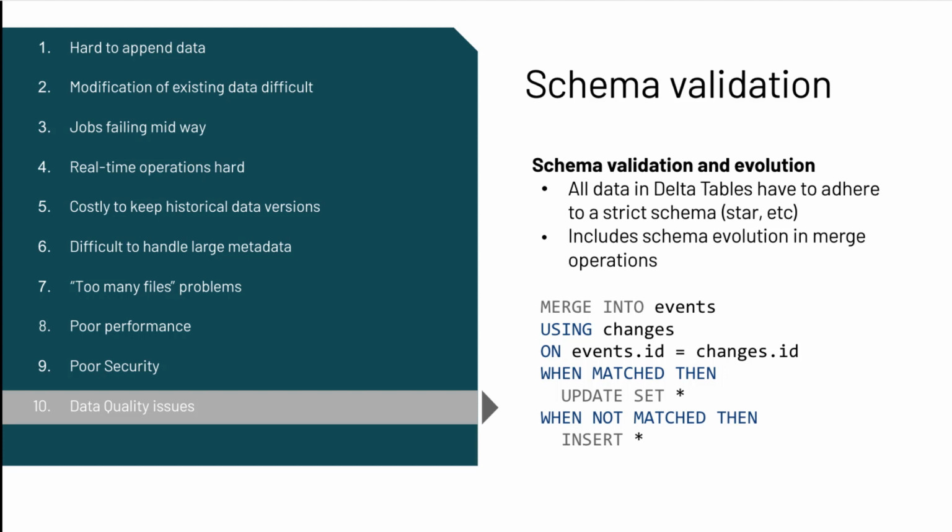And finally, how do we make sure that we can deal with data quality issues? Well, here, Delta comes with schema validation. And that means that every Delta table must adhere strictly to the schema. So if you have a star schema or some other schema, we'll make sure that it always satisfies that schema. And if it doesn't, we'll move that data into quarantine where you can go back and look at it later and fix it. We'll take a look at how schema validation works later on in the demo.